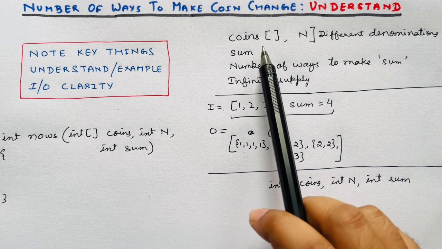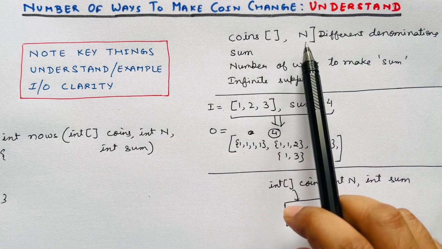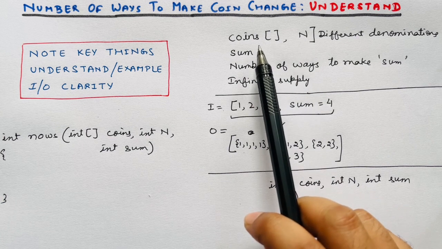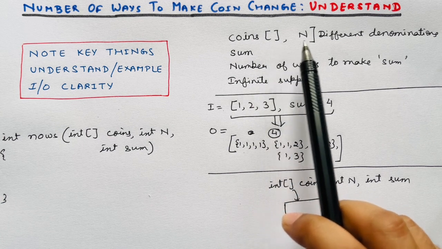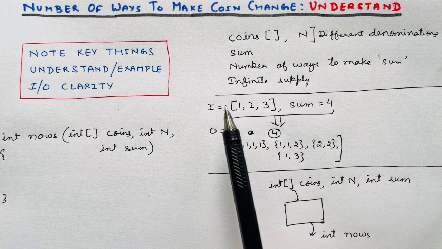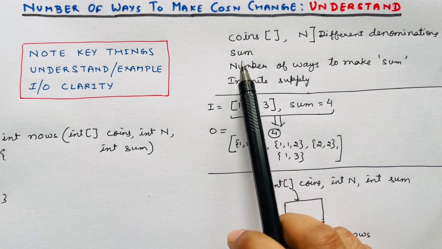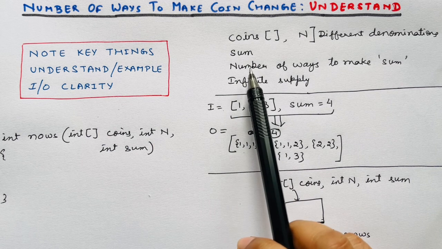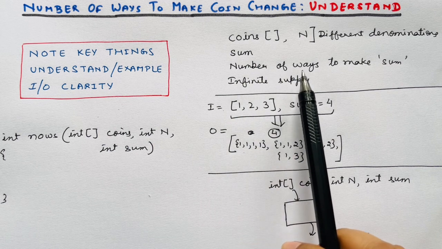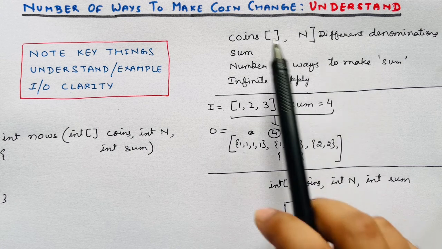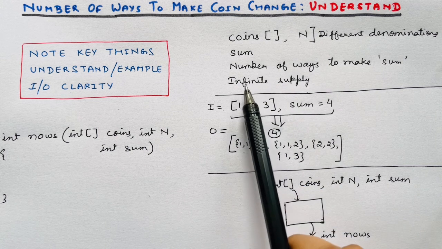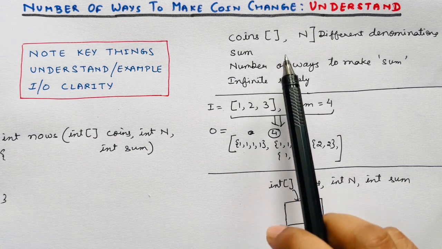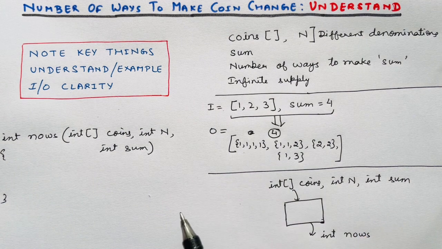Let's start. To begin with, let us first note down the key things given in the question. We are given an array of coins. Its size is n, and every element of this array represents different denominations of a currency. We are also given a sum that we have to make using these coins. We have to return the number of ways that we can use to make this sum using these coins. And we are also given that each of these coins we have in infinite supply.